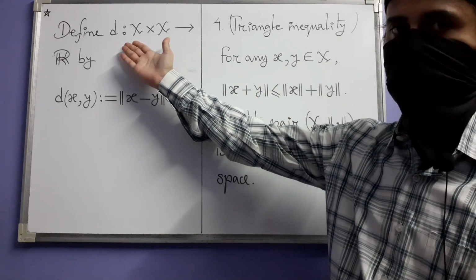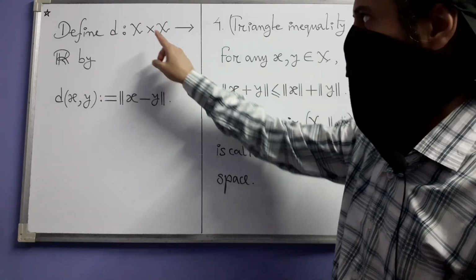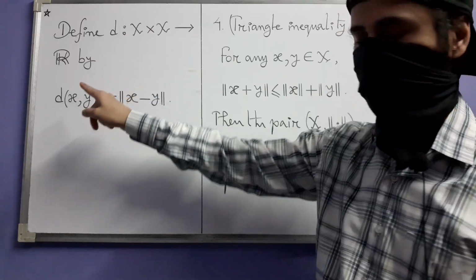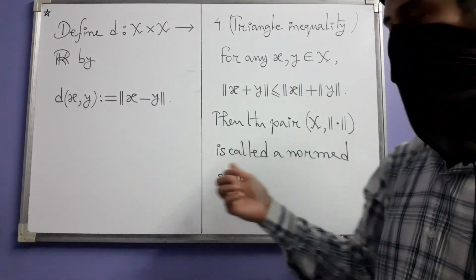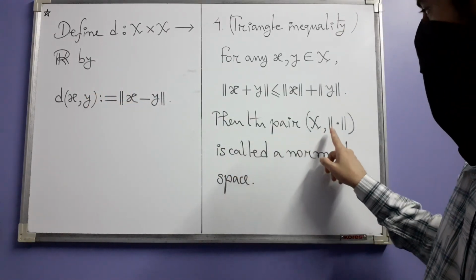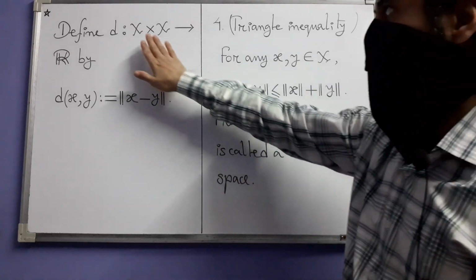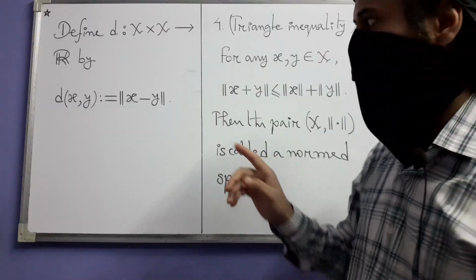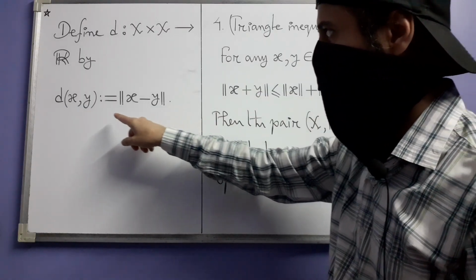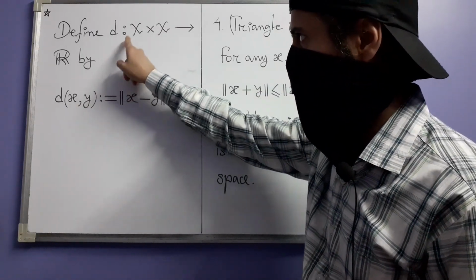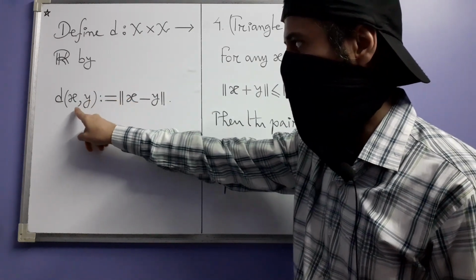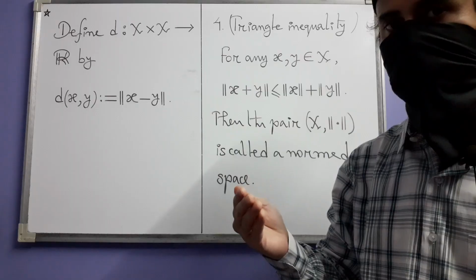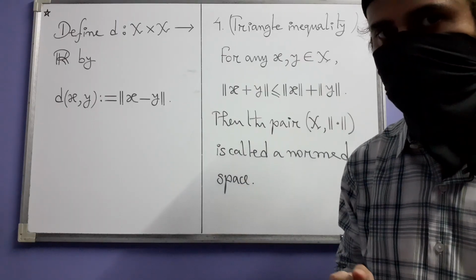Okay, so now we have a normed space, and now using this norm, we define this function next, D. D is a function from the Cartesian product x times x into R. D is also a real valued function, just like the norm. But unlike the norm, the domain of D is not x, it's x times x. And the definition is this. For two vectors x and y, of course, coming from x, D of x comma y is by definition the norm of the vector difference x minus y.